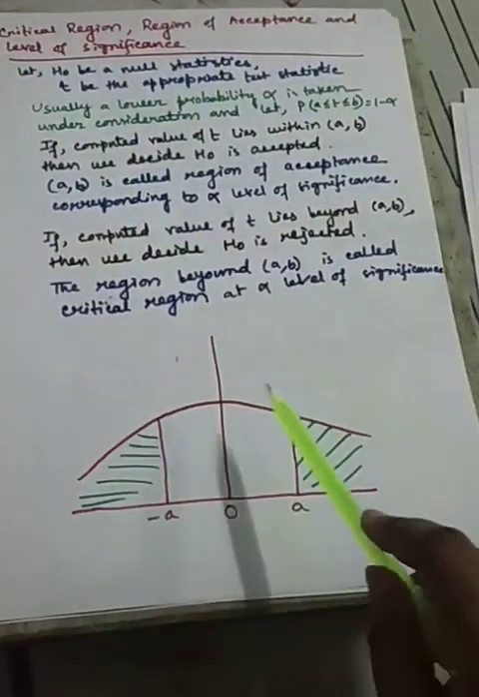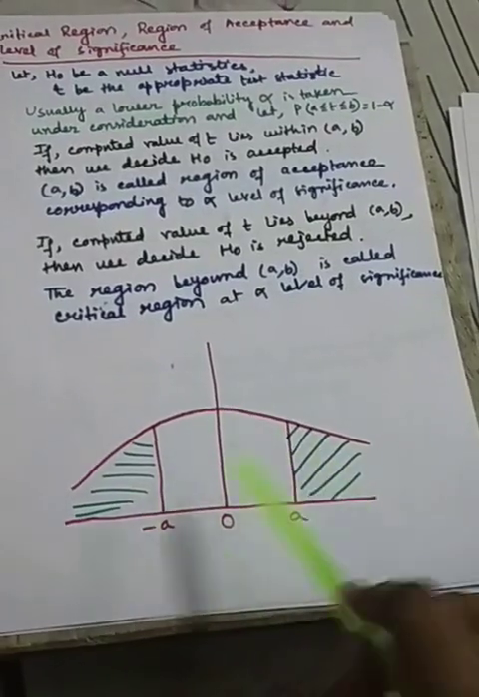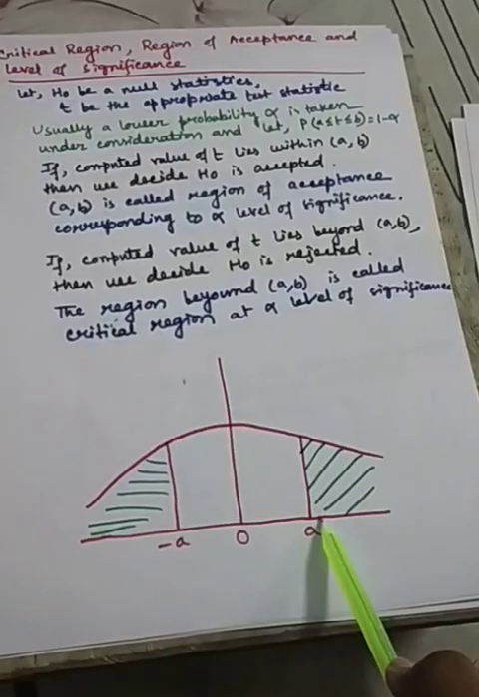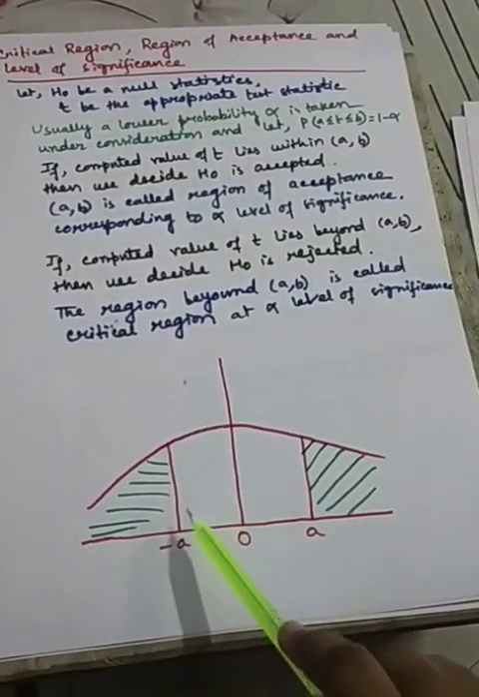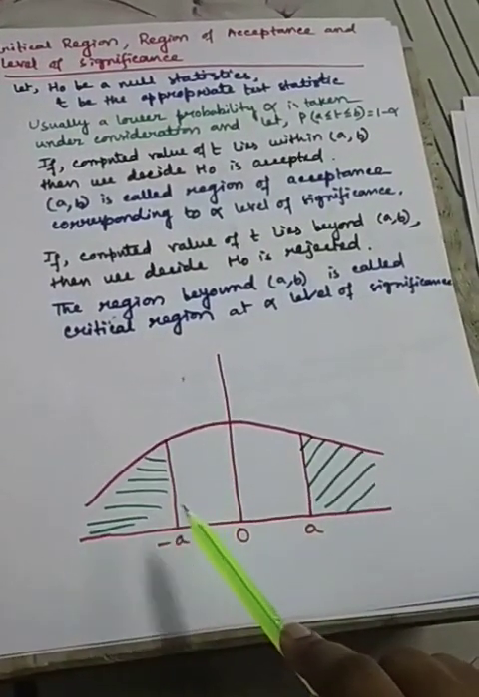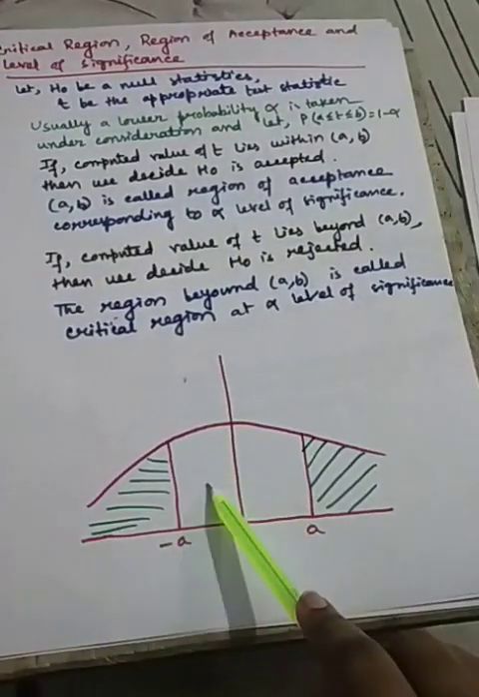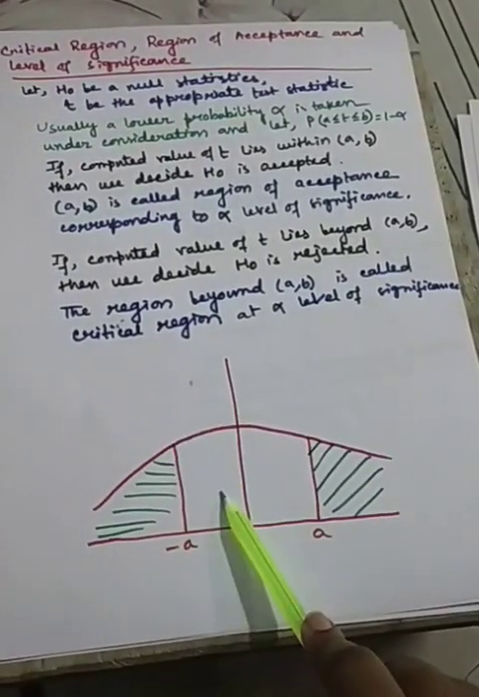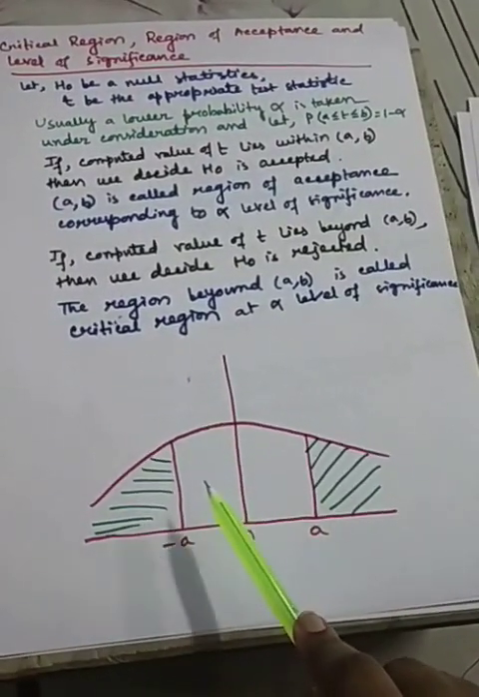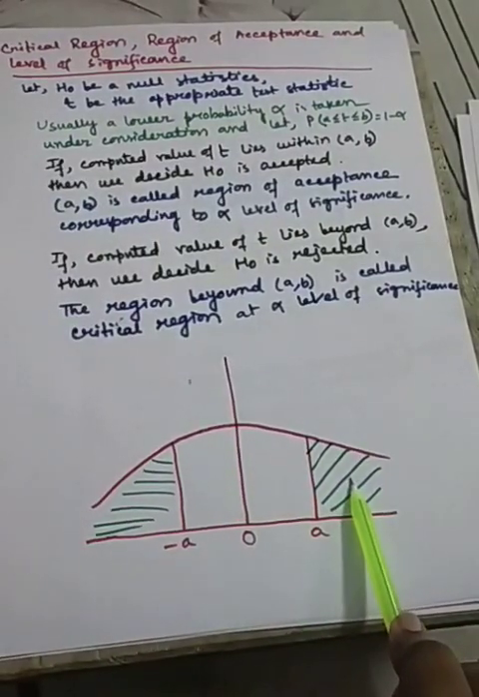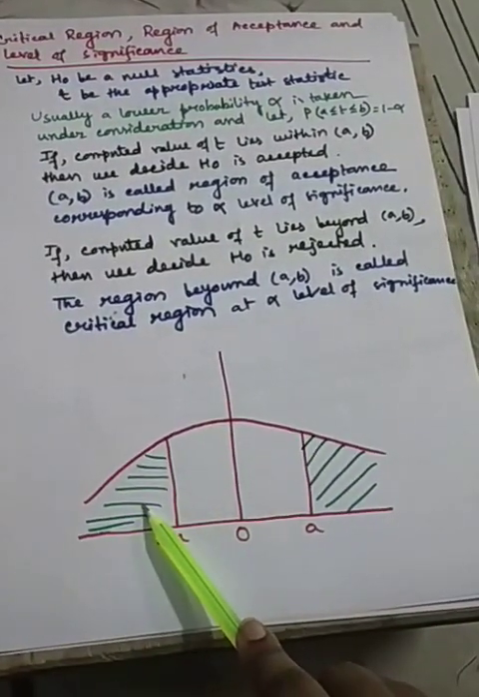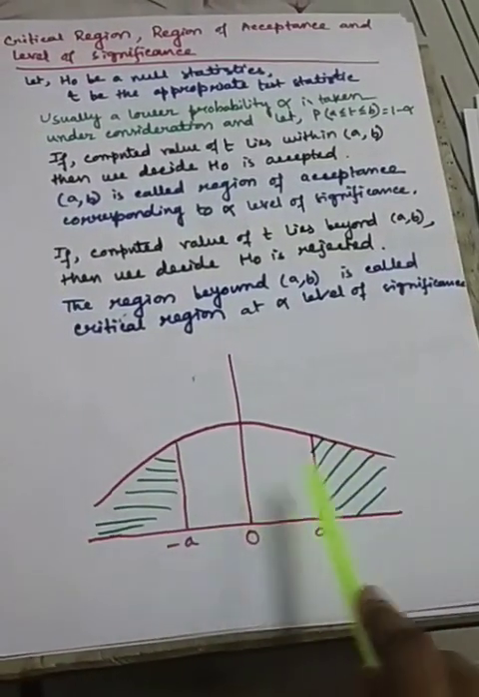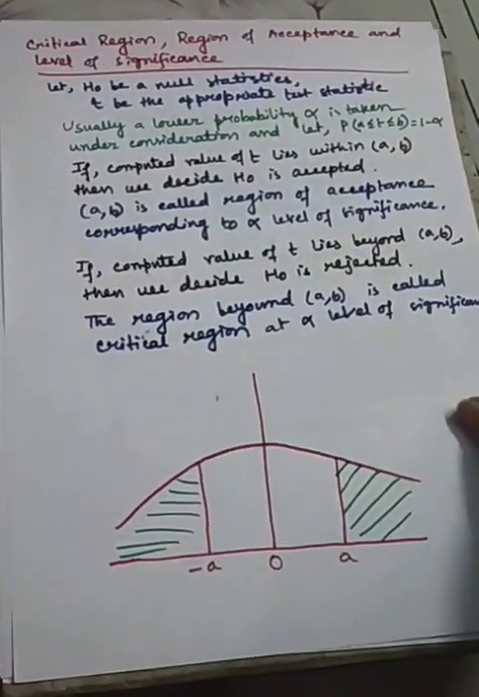That means if we consider a normal curve, as the normal curve is symmetrical about its main axis, it is minus A to A rather than from A to B. Now if the test statistic value lies within minus A to A, that is within this region, then H0 will be accepted and the region is called the acceptance region. And if the computed value of the test statistic lies within this shaded region, then H0 will be rejected and the shaded regions are called the critical region.